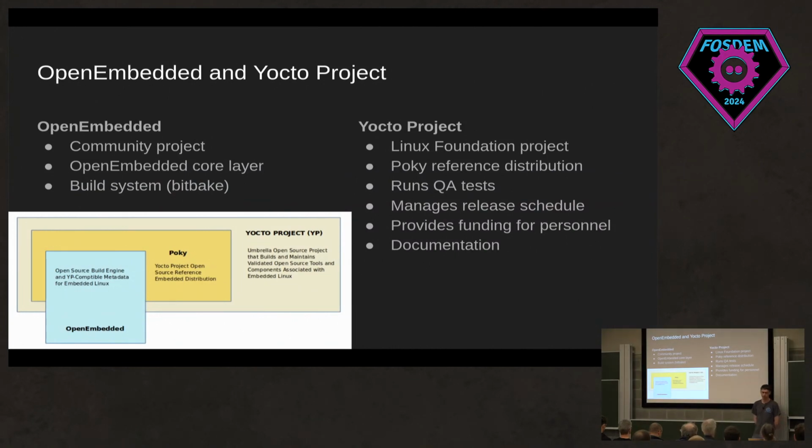If you're not familiar with Open Embedded and the Yocto Project, Open Embedded is a community-driven project primarily focused on generating embedded software for embedded systems. Open Embedded itself provides the core layers and build system that you use to build embedded systems. And then there's also the Yocto Project, which is a Linux Foundation project. It provides a reference distribution built on top of Open Embedded. It also runs a whole bunch of QA tests to make sure that the project is high quality, manages the release schedule, provides funding, and writes really good documentation. So if you're ever confused about the difference between the two, that kind of summarizes it a little bit.